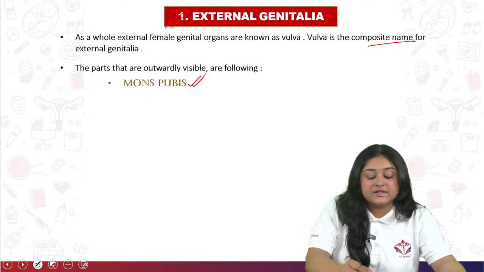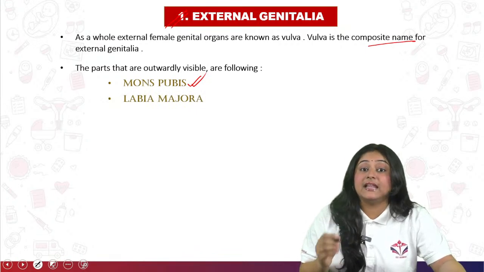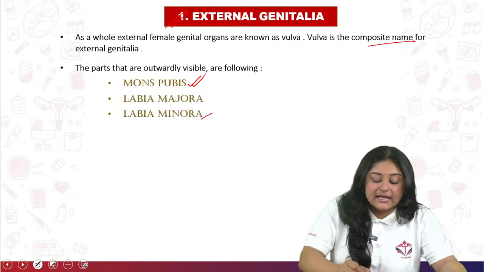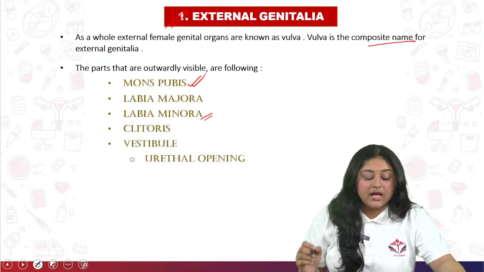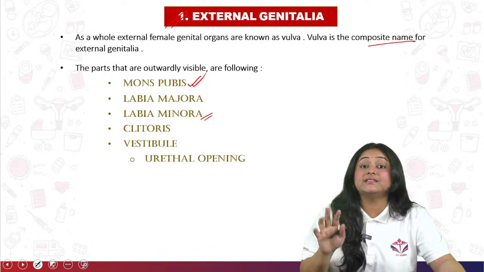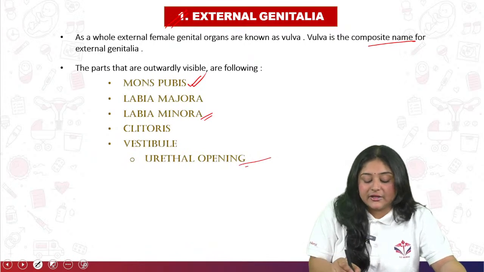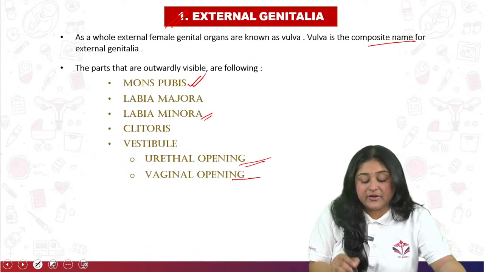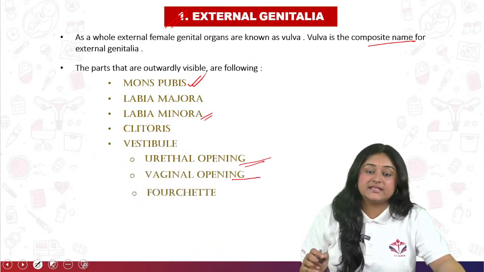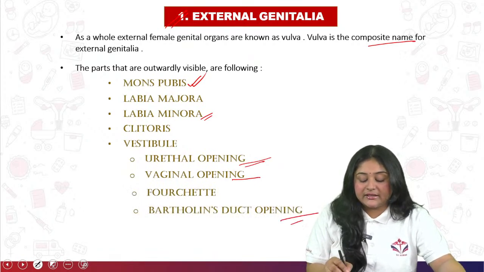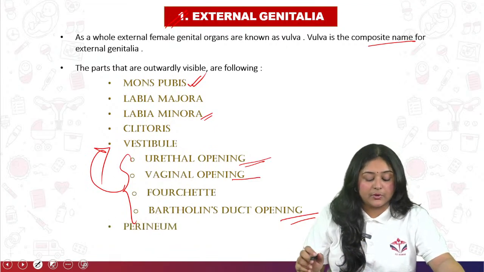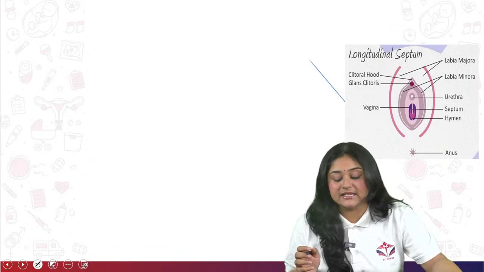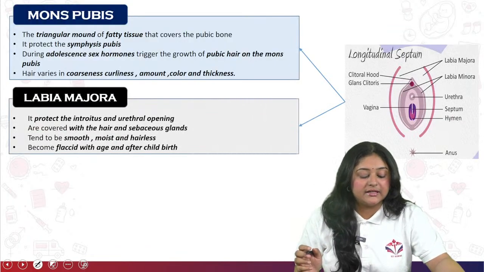First is the mons pubis. Second is the labia majora. Third is the labia minora. Fourth is the clitoris. Then the vestibule. Under this vestibule there are openings: first the urethral opening, second the vaginal opening, third the fourchette, then the Bartholin ducts opening. These are the openings under the vestibule, as well as the perineum. These are all under external genitalia. One by one, today we'll discuss them.